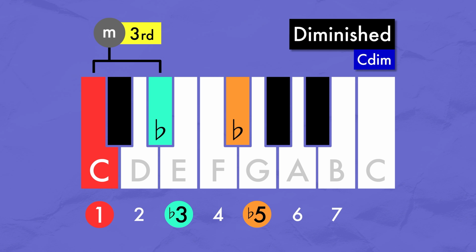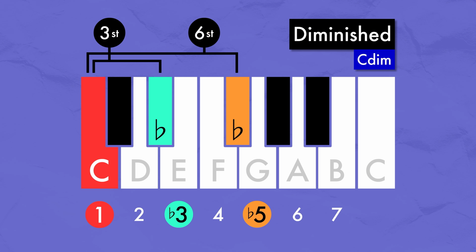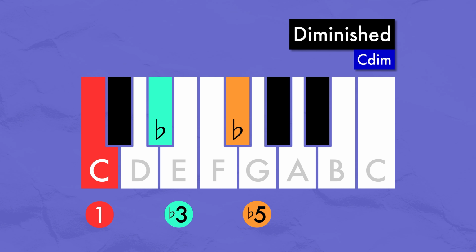The intervals here are a minor third, like in a minor chord, and a diminished fifth, hence the name again. In semitones, that's 3 from the root to the third, and 6 from the root to the fifth. A diminished chord. Very mysterious, maybe slightly evil, and it feels like it wants to resolve to a minor.